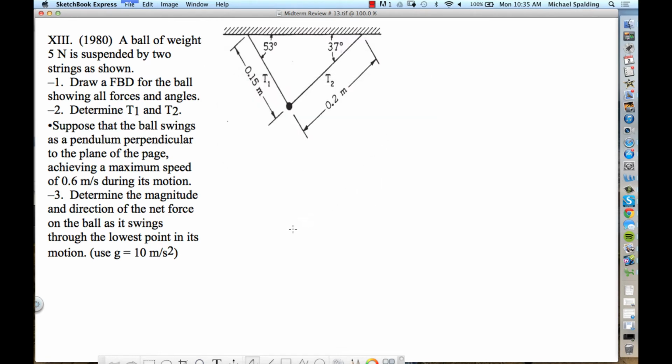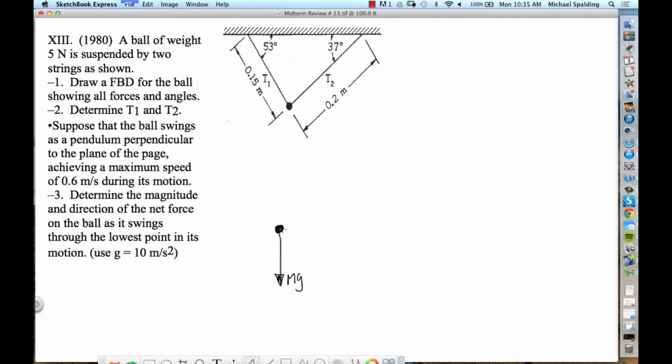So here, this dot right here represents the ball. How many forces are on the ball? 3. You've got mg down, which is equal to 5 newtons. We have tension 2 going this way, and then we have tension 1 going this way. This is not to scale. Here, let me fix this.